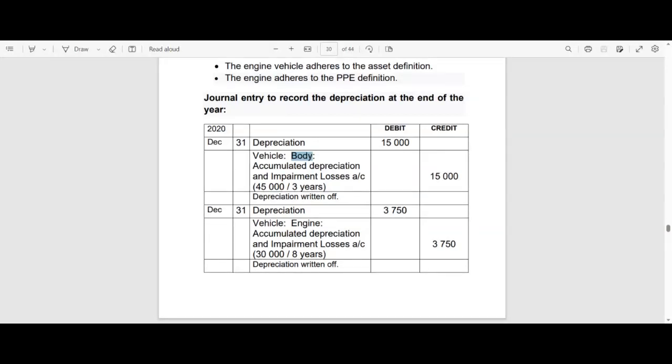Now, we don't know whether there are going to be impairment losses yet, so we might as well just at this stage call it accumulated depreciation. Right, that is what the account contains. So the full name of the account is vehicles, colon, body, colon, accumulated depreciation. Or if you have had some impairment losses in the past, and you are using the method where you use a combined account, then you will call it accumulated depreciation and impairment losses, and that will then be credited with that 15,000 rands.